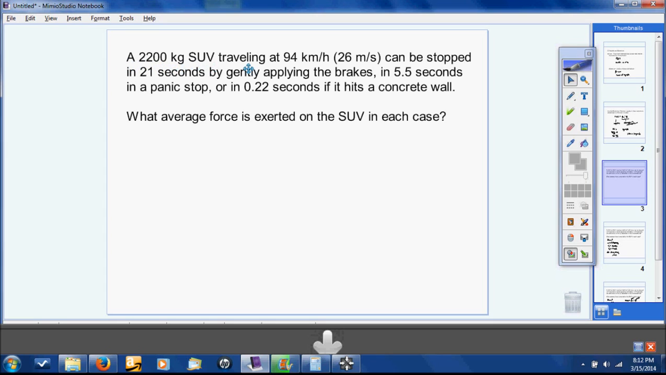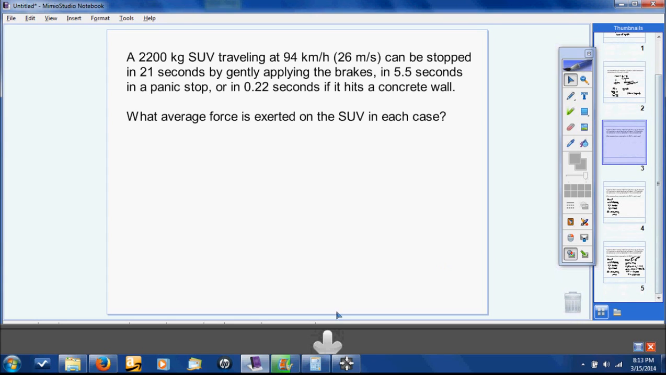A 2,200 kilogram SUV is traveling at 94 kilometers per hour, which they've kindly already converted for you, is 26 meters per second. It can be stopped in 21 seconds by gently applying the brakes. That's how we all want to stop our car. It can be stopped in 5.5 seconds in a panic, or in 0.22 seconds if it hits a concrete wall. The question is, what is the average force exerted on the SUV in each case? There will be a force. The idea is, though, that that force is not always going to be the same. That force is dependent upon how long it took for that thing to stop.